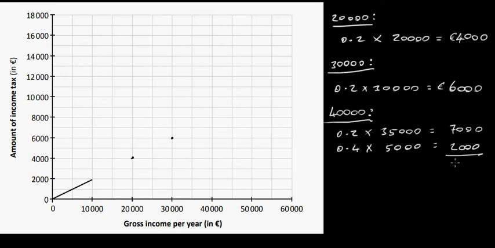You got to add these together, and you get 9,000 euros here. So for 40,000, she will have to pay 9,000 euros. So let's plot that. So 40,000 will bring us up to here. This is 9,000 euros here. Okay, 50,000 we've already done. 50,000 we did in part A, and we got 13,000. So 50,000 is going to be up to 13,000, which is here.